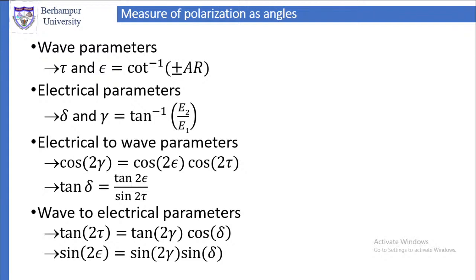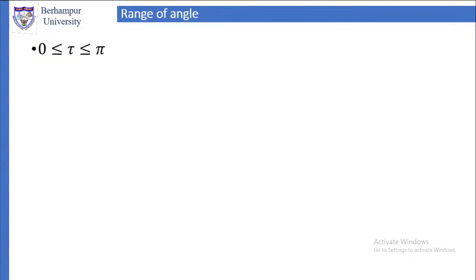Okay, and now what we have seen is what is the limit on tau, what is the limit on delta, those limits we have seen. Then what is the limit on AR and what is the limit on E2 and E1, that we have seen. Now if we know those limits, then we have to find out what are the limits on tau and epsilon, what are the limits on delta and gamma. So range of the angles. So let us find out what will be the range of the angles.